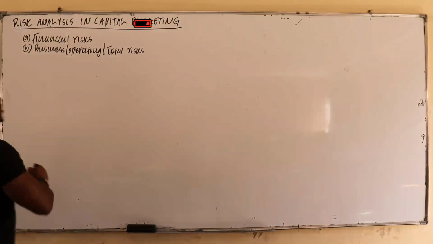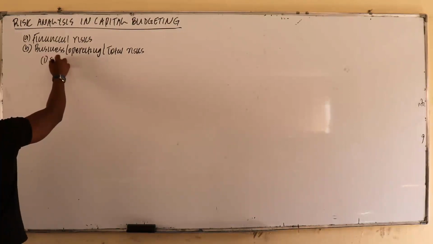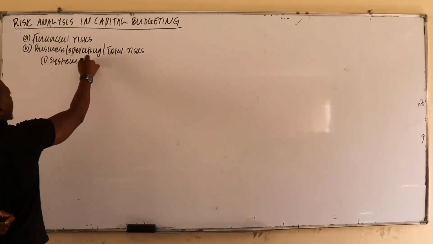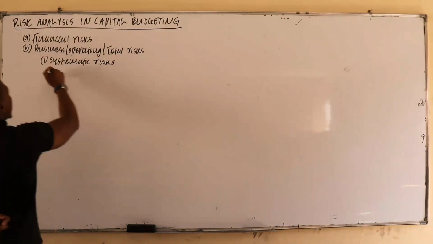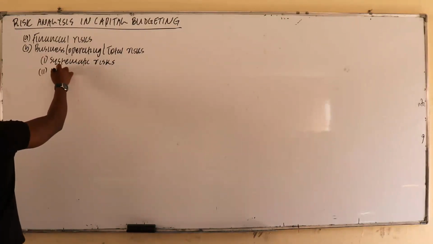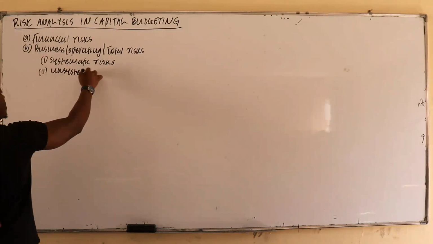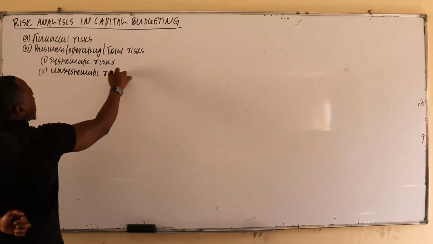Business risks are classified into two. Roman 1, we have systematic risks, and number 2, we have unsystematic risks. Those are the two types of business or total risk.